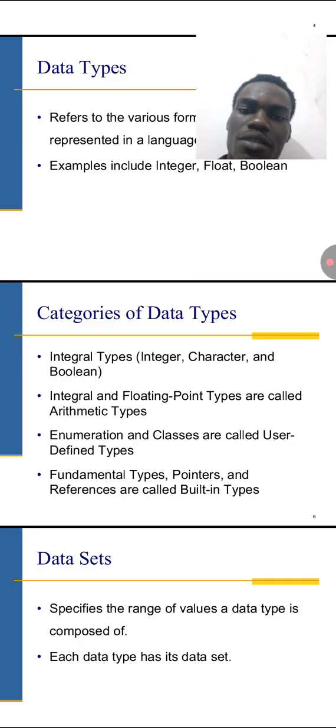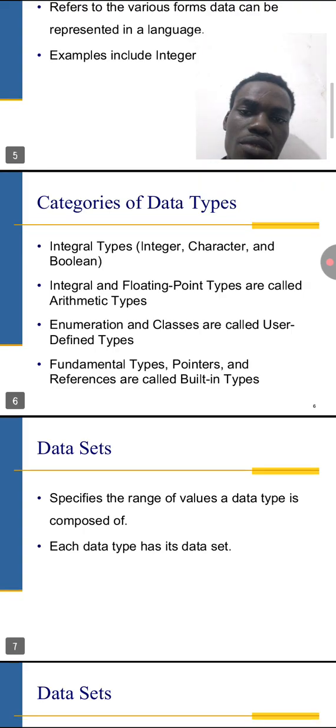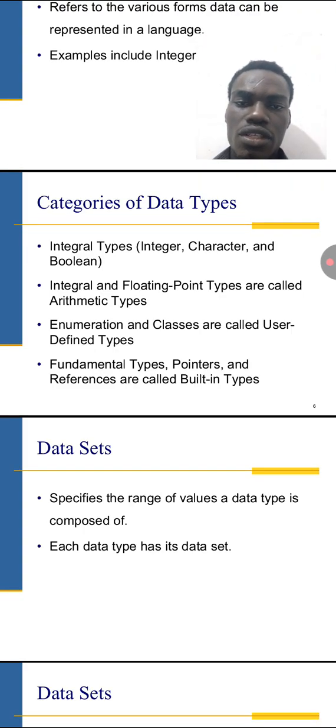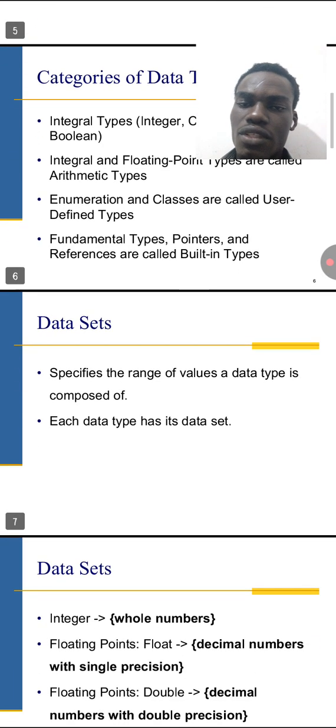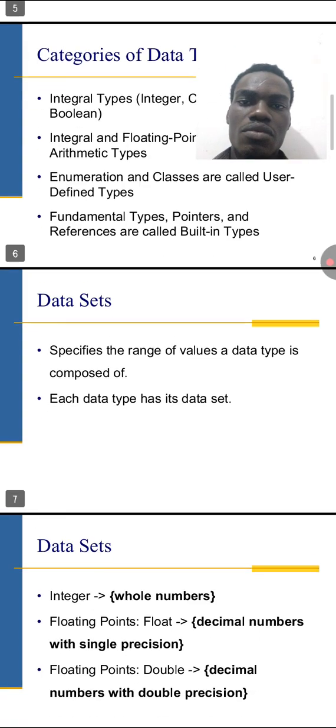Categories of data types. We have integral types, which contain the integer, the character, and the boolean. Integral and floating point types are called arithmetic types. The enumeration and the classes are called user-defined types. Among the fundamental types, pointers and references are all called inbuilt types.